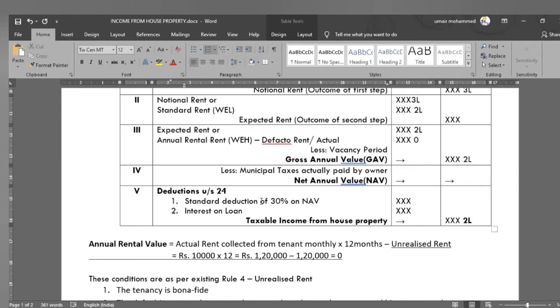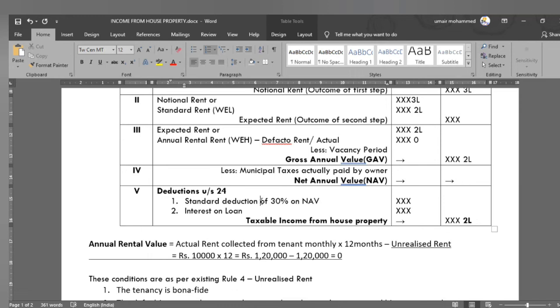Right now, once a tenant leaves a house, one more new tenant will come, and owner has to do repairs, painting, cleaning, all that maintenance expenses will be there. So owner may ask, okay, can I deduct maintenance expenses from NAV? Can I deduct insurance expenses from NAV? I have a property insurance of the house. Can I deduct all this?